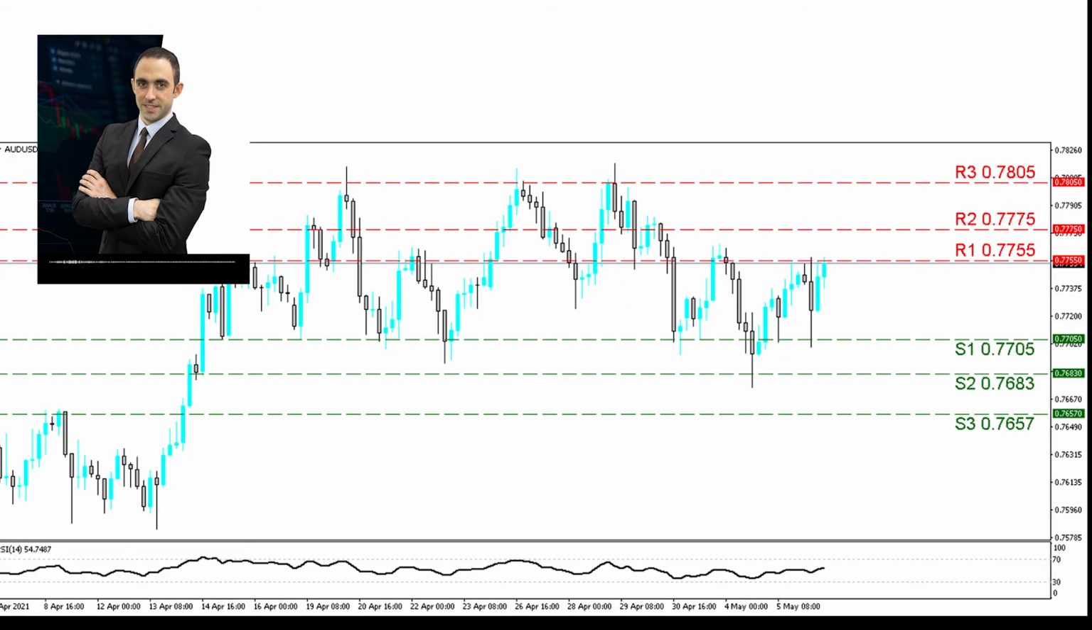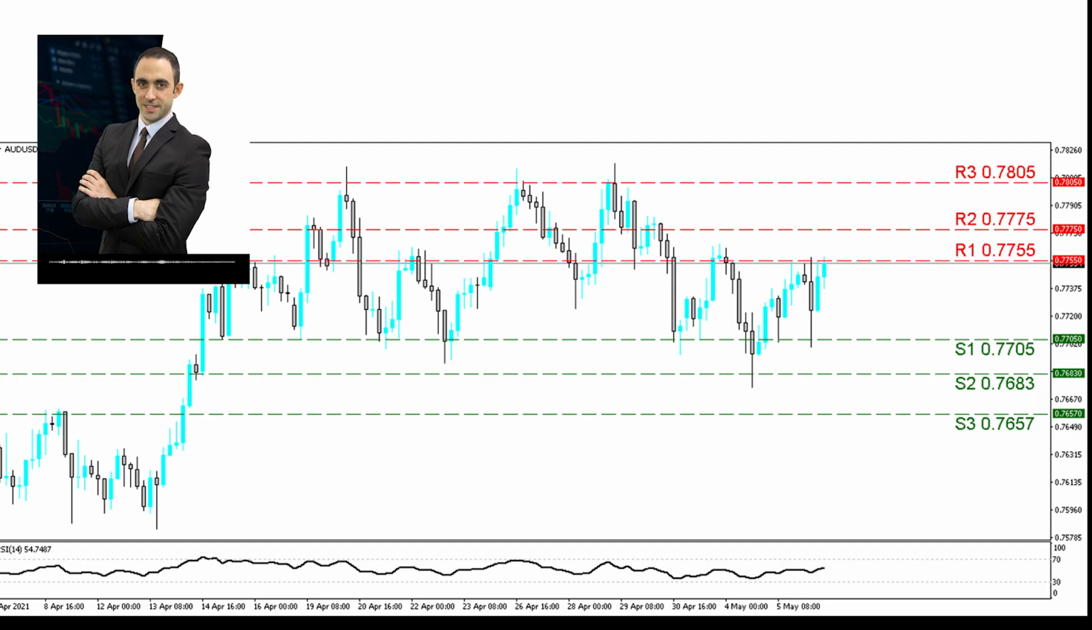Moving now to AUDUSD for our chart. The Aussie has been moving in a sideways motion between our R1 0.7755 resistance level and our S1 0.7705 support level for most of the past days. The R1 0.7755 has been tested but not breached, while the S1 0.7705 level has been breached, and the price activity fell to our S2 0.7683 level that was briefly tested. Our next level lower could be the S3 0.7655 hurdle that was used as a resistance back in April.